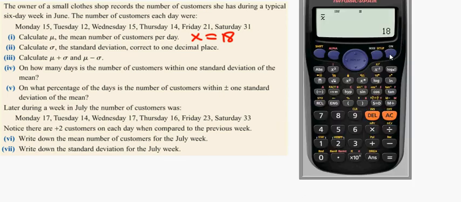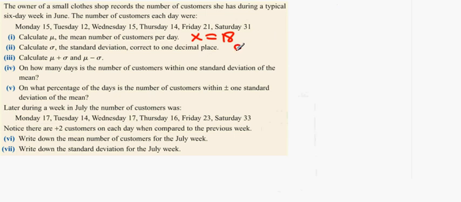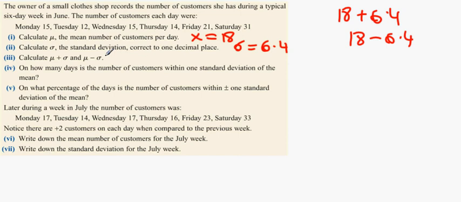Calculate sigma, the standard deviation, correct to one decimal place. We go shift, stat, variable, number 3, and we get 6.43. To one decimal place, that's 6.4. Sigma equals 6.4. Next we calculate the mean plus the standard deviation and the mean minus the standard deviation: 18 plus 6.4 and 18 minus 6.4. The first answer is 24.4 and the second is 11.6.